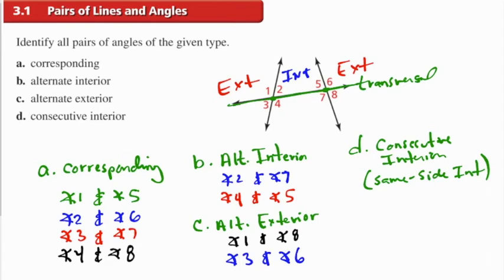And we want same side interior. So 2 and 5 are on the same side of the transversal and both in the interior region. And we look for two different angles that are in the interior region and stay on the same side of the transversal, and that is angle 4 and angle 7. So there we've gone through using our definition of a transversal, identifying interior and exterior regions, and the definitions of the angle pairs so we can identify them.